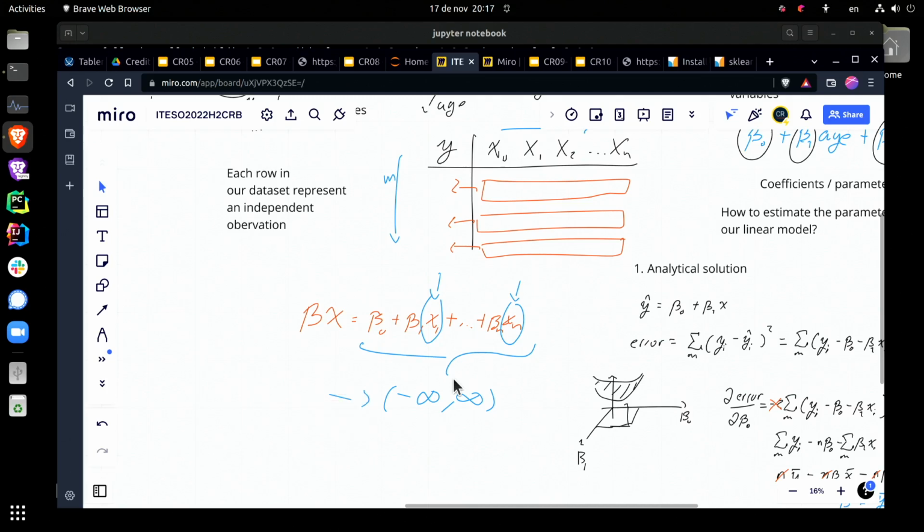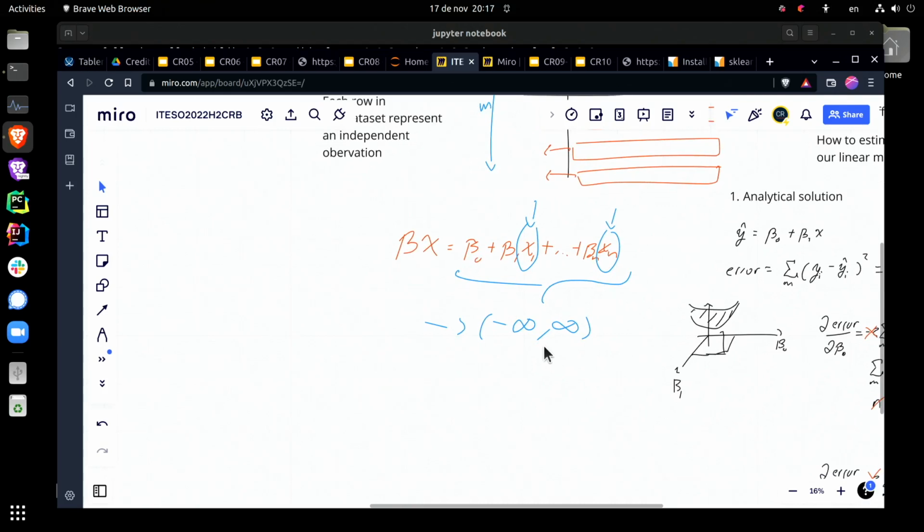Now, this is fine for the normal distribution. If y is part of the normal distribution, then the domain of y is defined between minus infinity and infinity. Therefore, we don't have any problem directly using the output of this linear combination to describe our target variable. So that's okay. But what if we have a different distribution?